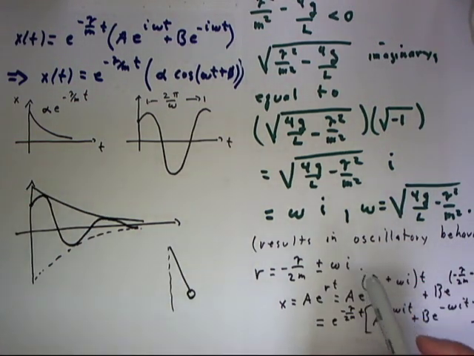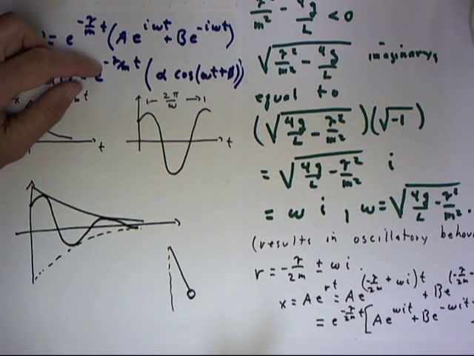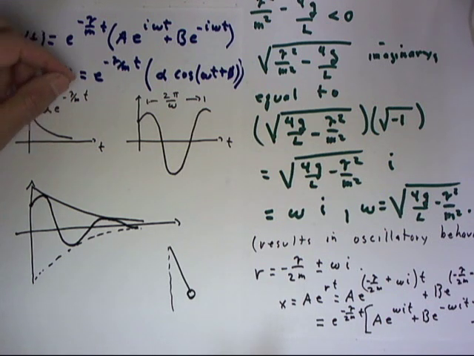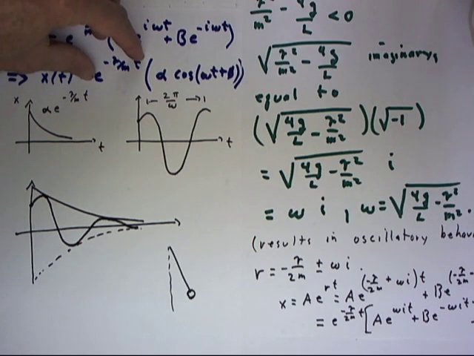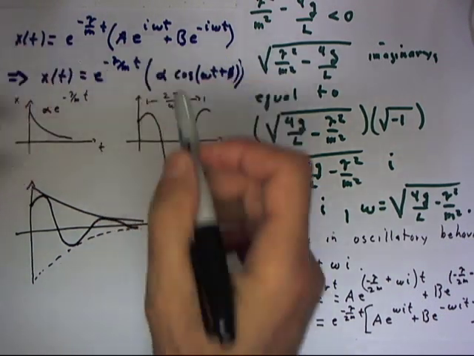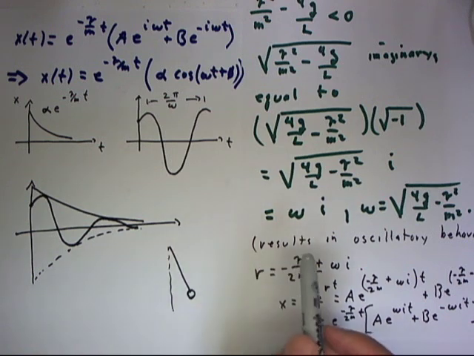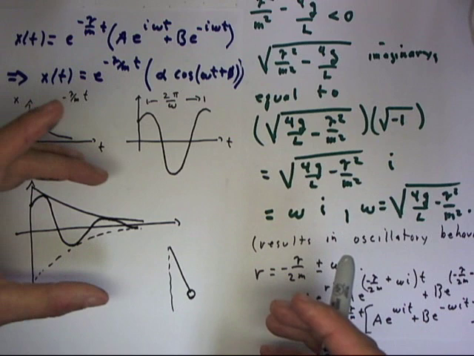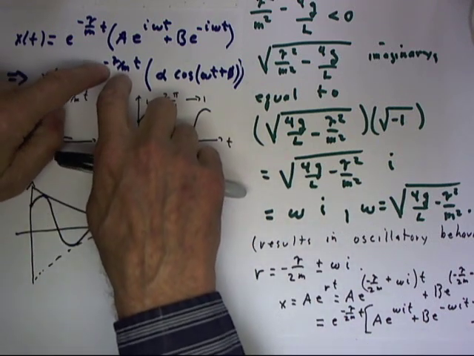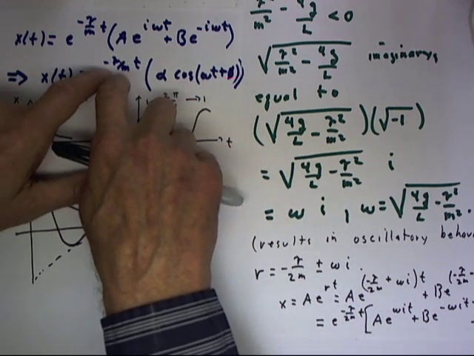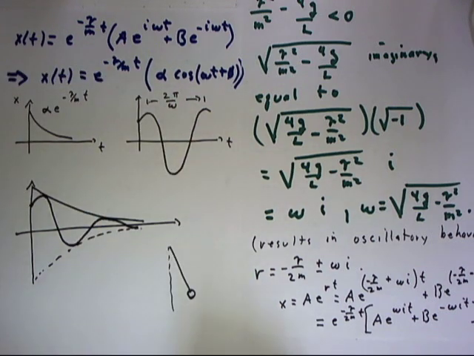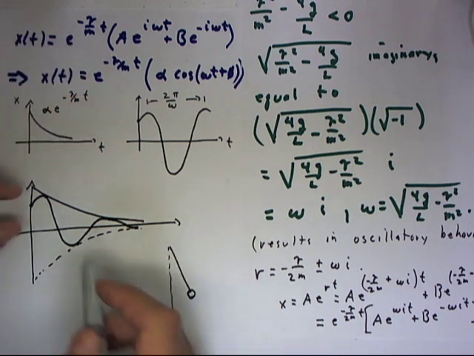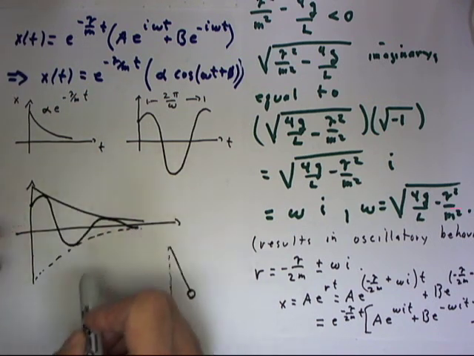Much more can be said. For example, the smaller the value of gamma or the larger the value of m, the smaller the half-life of the exponential. In other words, if you don't have a lot of drag, this thing will go on for a long time, decaying very slowly, because this coefficient of t is going to be small. If you have a lot of drag and or a small mass, then this coefficient is going to be large. You're going to have a quick decay.